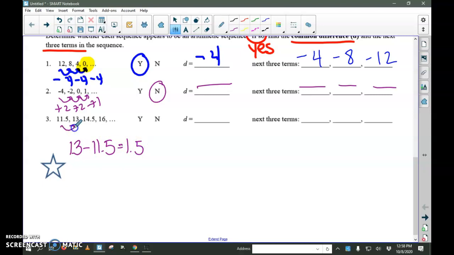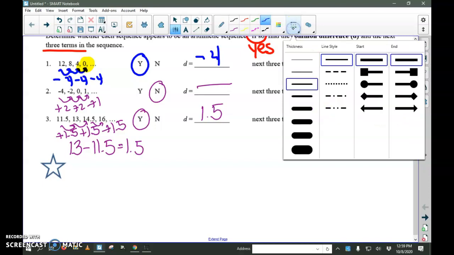What that means is I had to add 1.5 to get from 11 and a half to 13. Well, if I do 13 plus 1.5, I get 14.5. So that works out. And if I add 1.5 to 14.5, I get 16. So that works out. So this is a yes. My common difference was 1.5. And if I continue adding 1.5, 16 plus 1.5 would be 17.5. Plus 1.5 would be 19. Plus 1.5 would be 20.5.